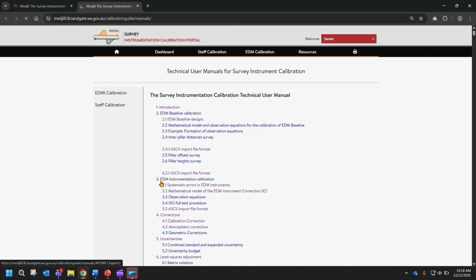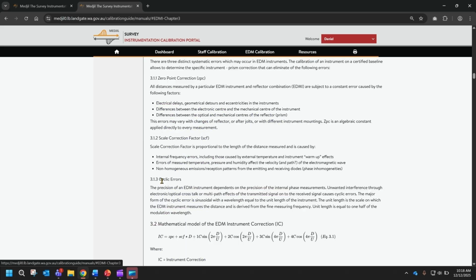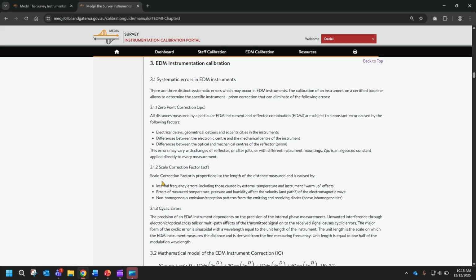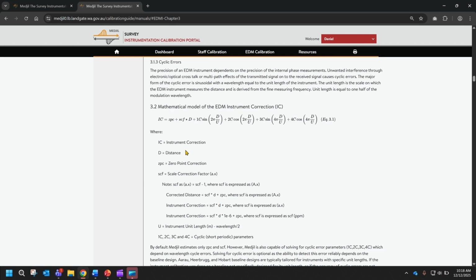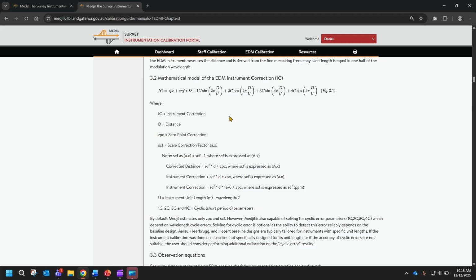So you can click on 3 EDM instrument calibrations. Section 3.1 gives an explanation about the different systematic errors in EDM instruments that we are trying to solve for and correct for. Section 3.2 shows a full mathematical model of the instrument correction. So in this model, you'll see 6 unknowns.